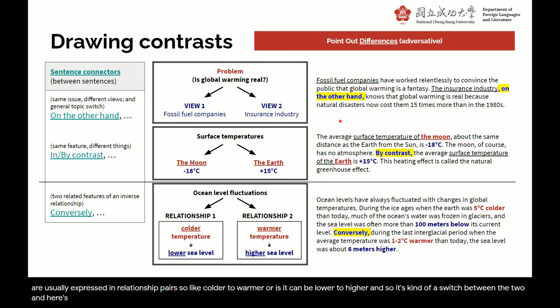And here are example sentences. We don't have time to go through them, but do pause to take a read of them.